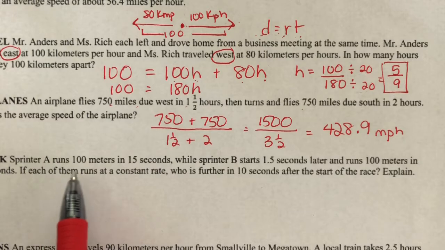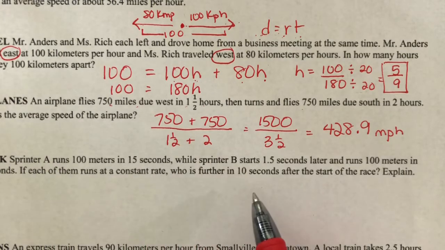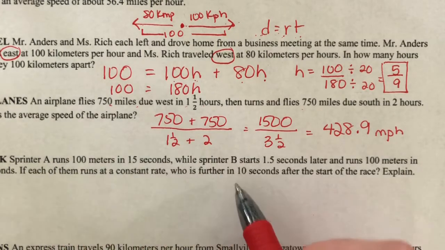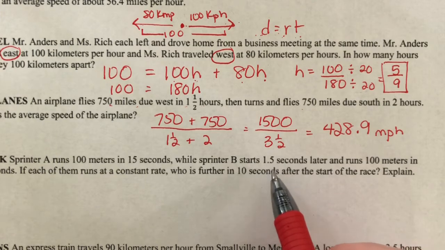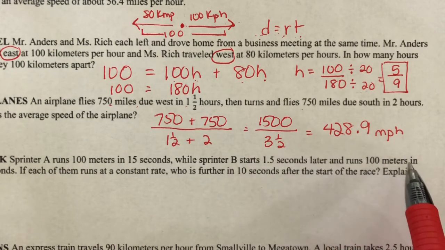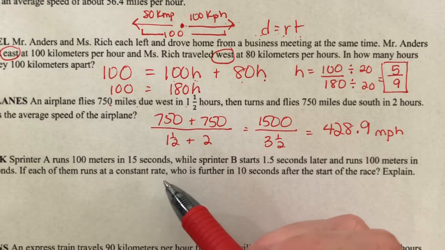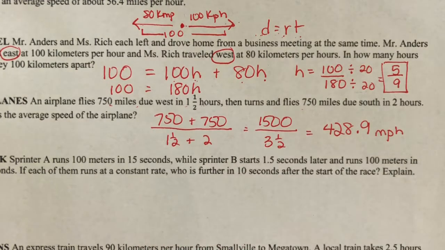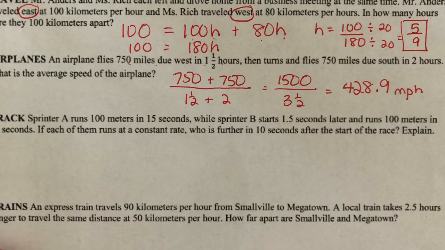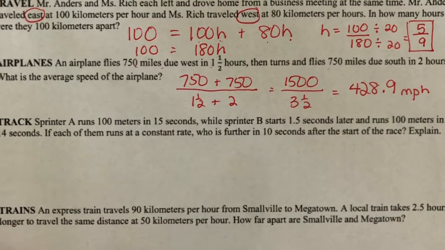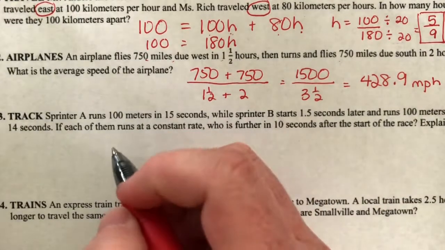Okay, number 3, track. A sprinter runs 100 meters in 15 seconds. Sprinter A. While sprinter B starts 1.5 seconds later, but he still runs 100 meters in 14 seconds. If each of them runs at a constant rate, meaning they don't speed up or slow down, who is further in 10 seconds after the start of the race? Explain.